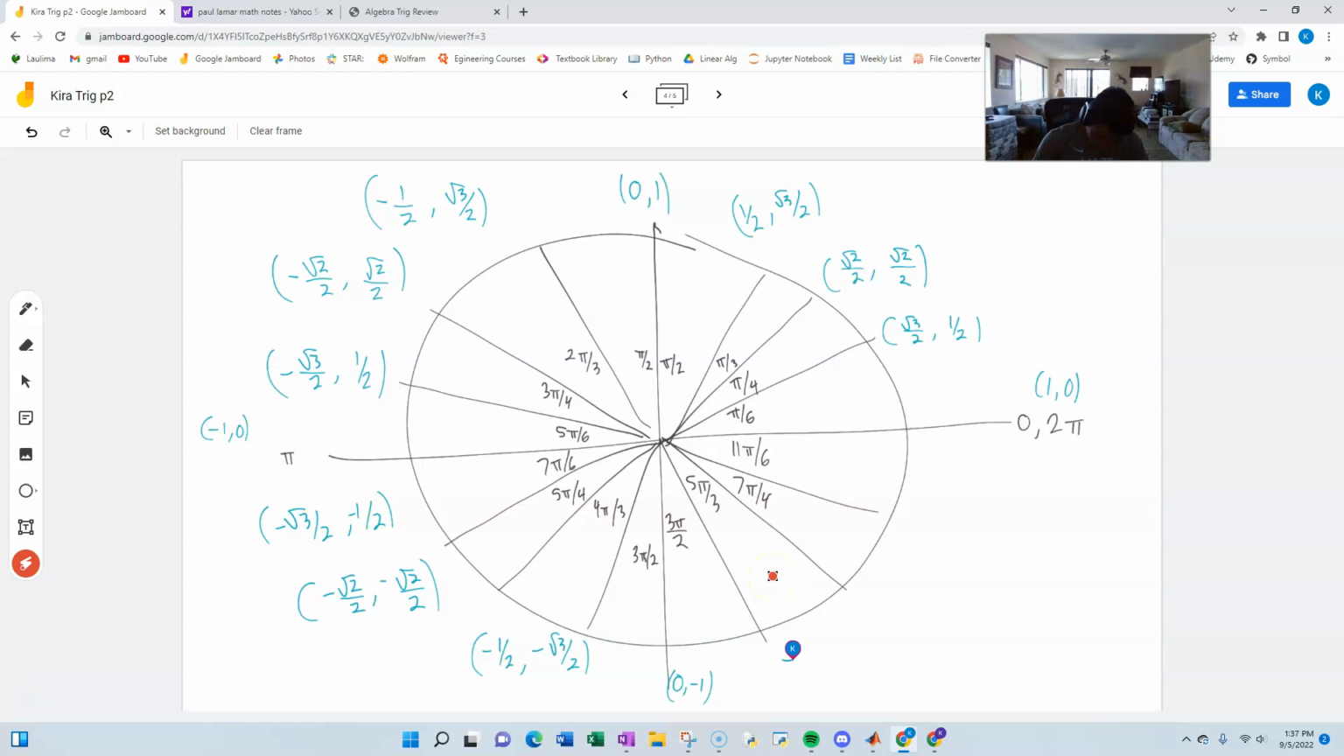So 1/2, negative square root 3 over 2. Square root 2 over 2, negative square root 2 over 2. Then, what's this one? Square root 3 over 2, negative 1/2. And there we go. We drew the unit circle, and now we can start all of our other problems.